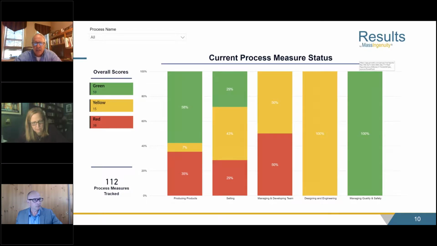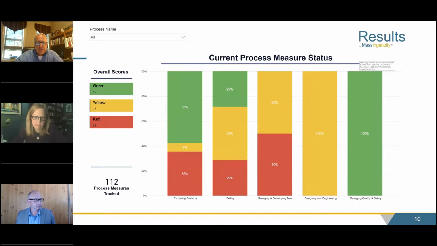And you'll see in the lower left, this represents a total of 112 measures coming from multiple data sources. These data feeds were coming from their ERP system in manufacturing, their CRM system, and their HRIS system for the HR information, all flowing into this single dashboard. Very, very important. And you can see, let's see, what is this telling us?